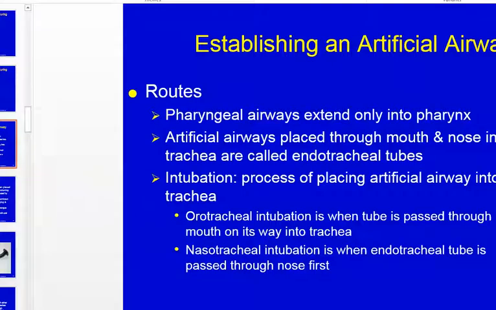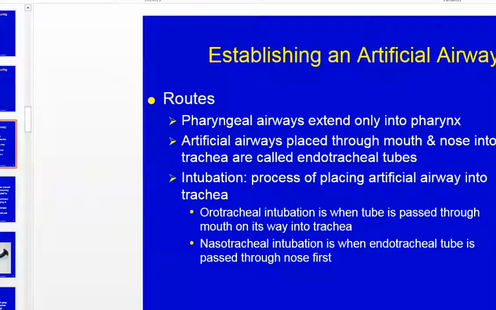Some of the different types of the artificial airway are: you have the pharyngeal airways that extend only into the pharynx. And then you have the endotracheal tubes, which are placed through the mouth or nose into the trachea. Those are called endotracheal tubes. Then you also have tracheostomy tubes that go through a surgical incision through the trachea. Those are also called endotracheal tubes.